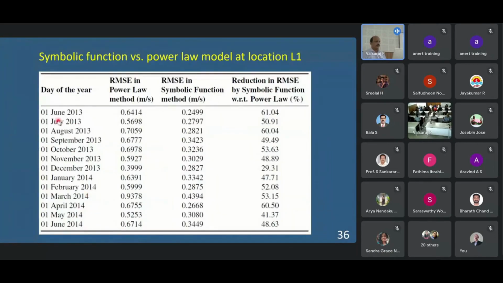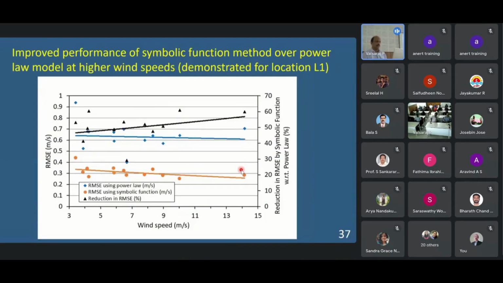And I showed only for 1st June and, I think, 1st February. Other typical days of every month I have shown. Throughout, you can see the power law. The symbolic regression based one gives less error. So the supremacy of the symbolic function based solution over the power law method is shown here.